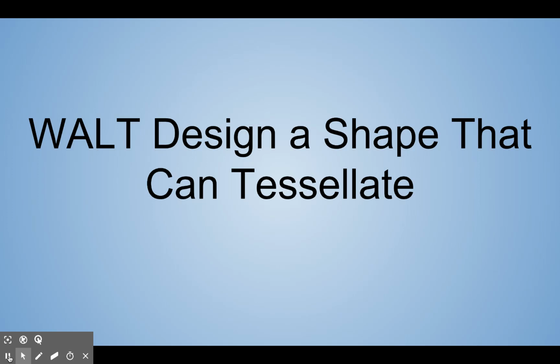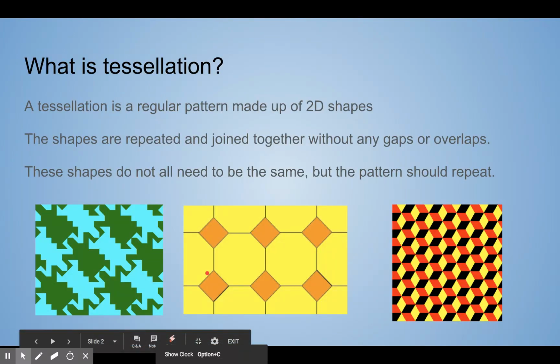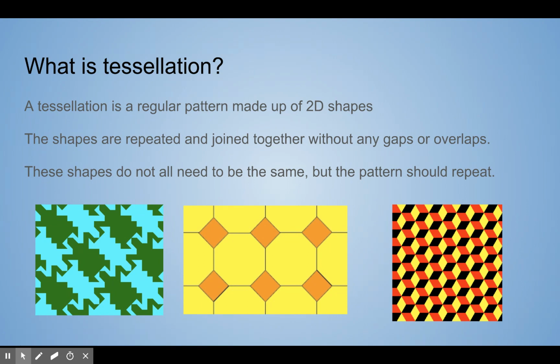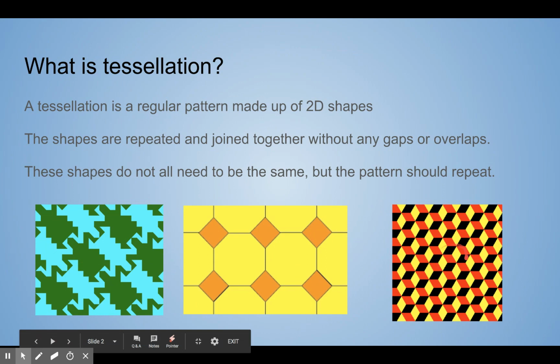Today we are learning to design a shape that can tessellate. So what is tessellation? A tessellation is a regular pattern made up of 2D shapes. The shapes are repeated and joined together without any gaps or overlaps, and these shapes don't all need to be the same, but the pattern should repeat. So here's a couple of examples of tessellation over here.